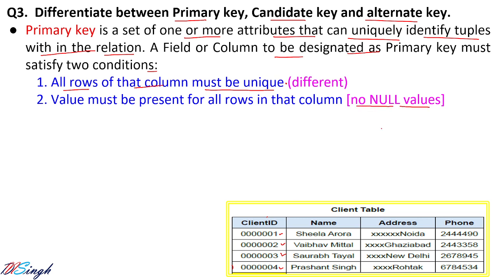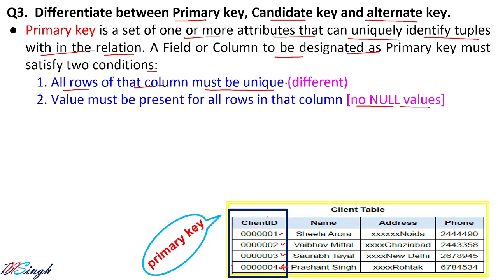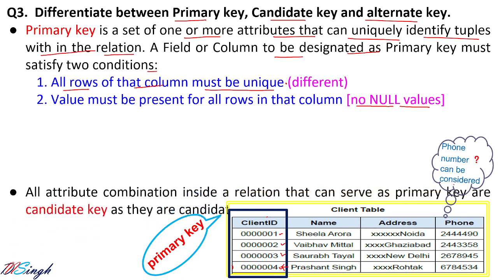You cannot say that the client ID value is not present for Prashant Singh. Then client ID cannot become a primary key. Okay. So next, this is our primary key. We can also make phone number the primary key. I will tell you the difference, why we have taken client ID as primary key but phone number not taken as primary key. Let us move ahead. That phone number can also be considered. Yes, that can also be considered. But what is the problem? I am going to tell you in a little while.